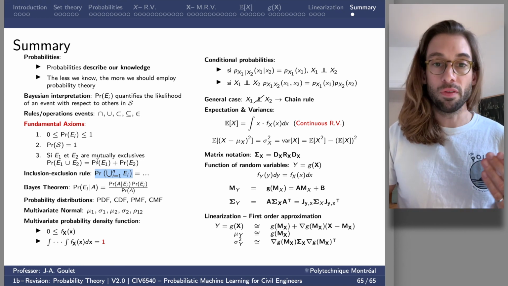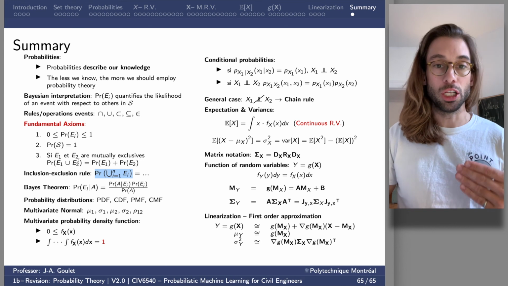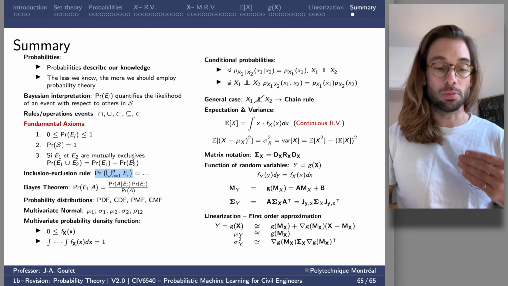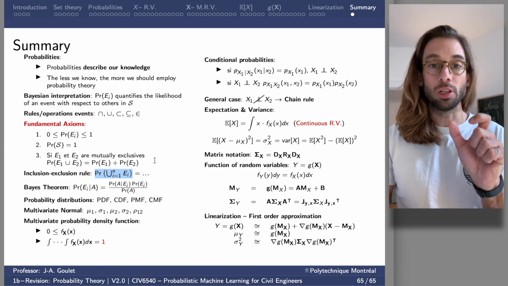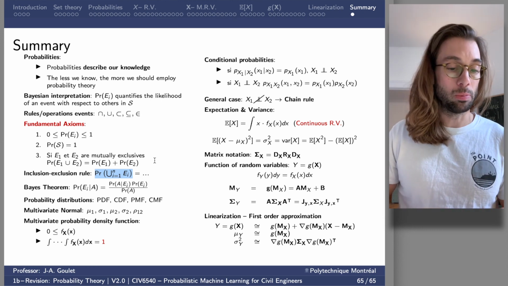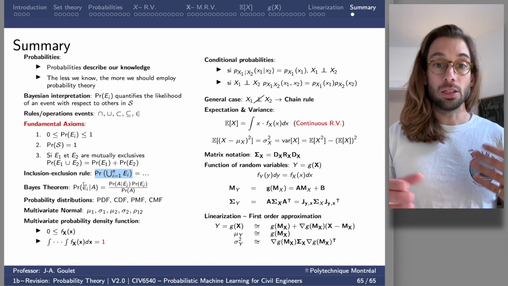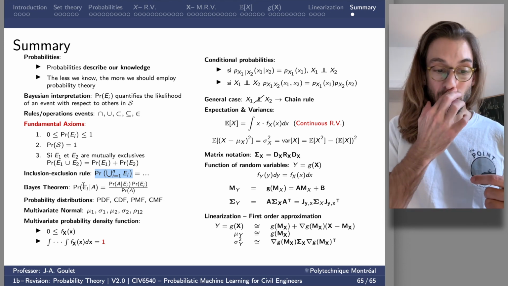So in the case of two events, the probability of the union of E1 and E2 is going to be the sum of the probability for event E1 plus the probability of event E2, minus the probability of both events occurring simultaneously. We've defined Bayes' theorem as the reorganization of the conditional probability.